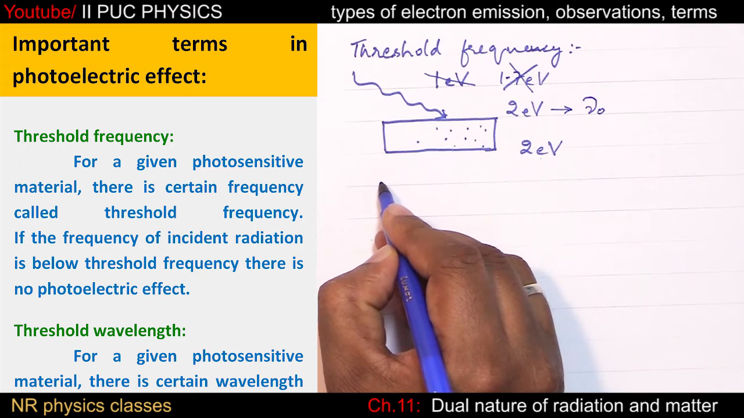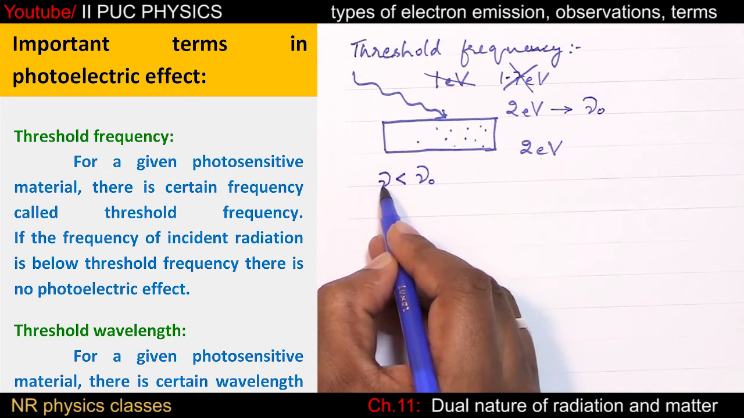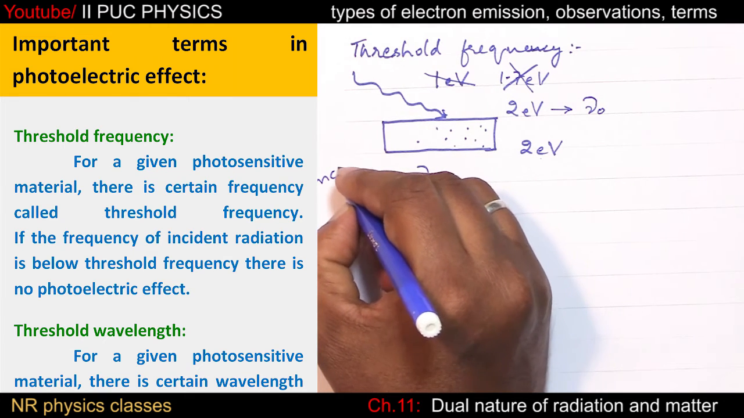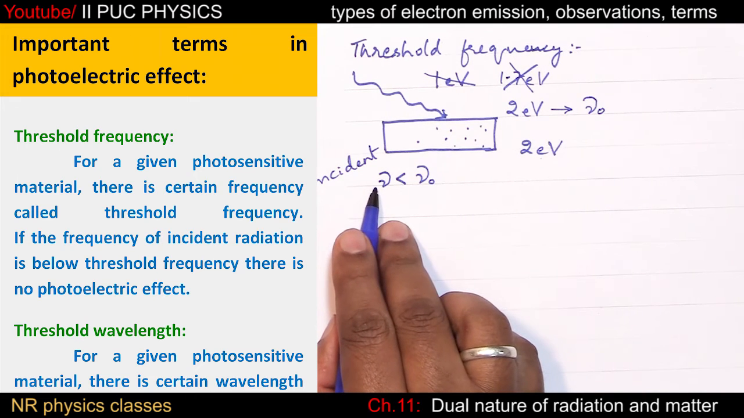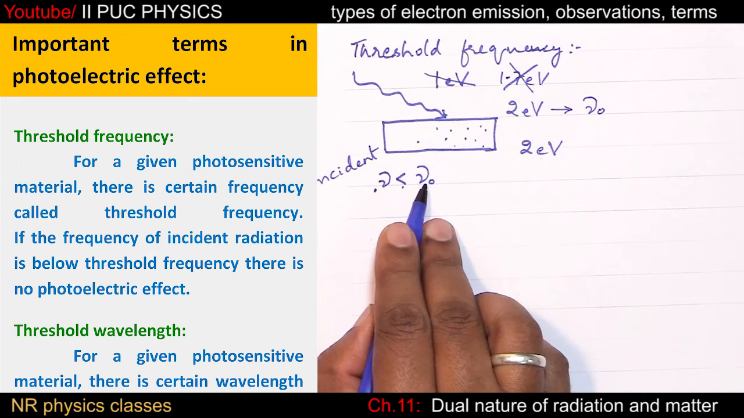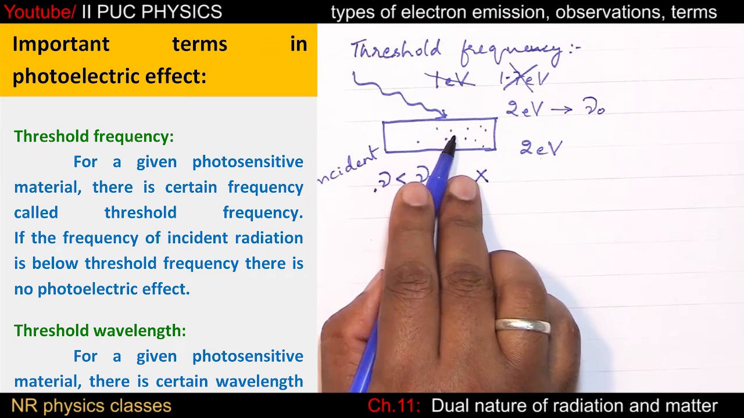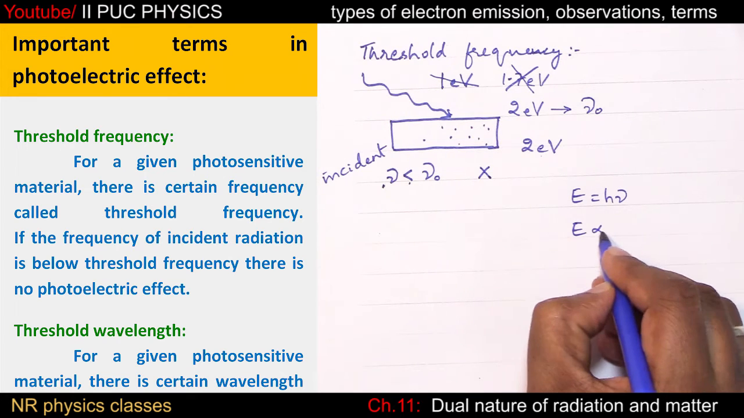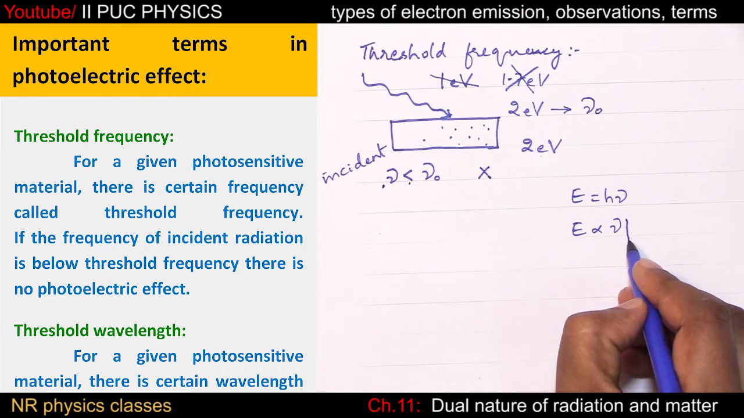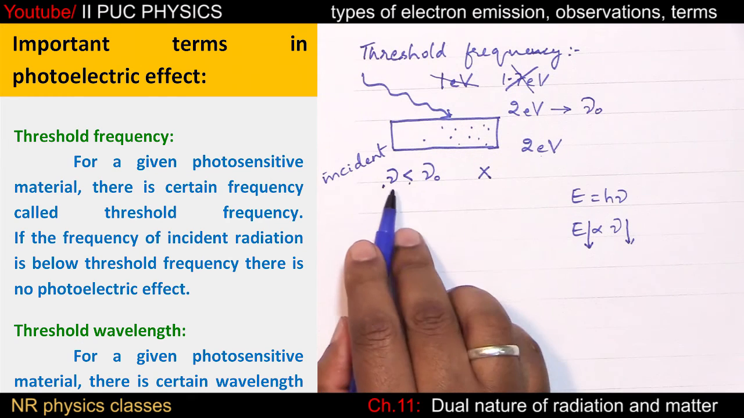Observe, nu less than nu naught. Nu is the frequency of incident radiation. If the frequency of incident radiation is less than the threshold frequency, then there is no emission. Energy is not sufficient to remove electrons. Energy equals h nu, so energy is proportional to nu. If the frequency is less, the energy of the incident photon is also less. That is the meaning of this.